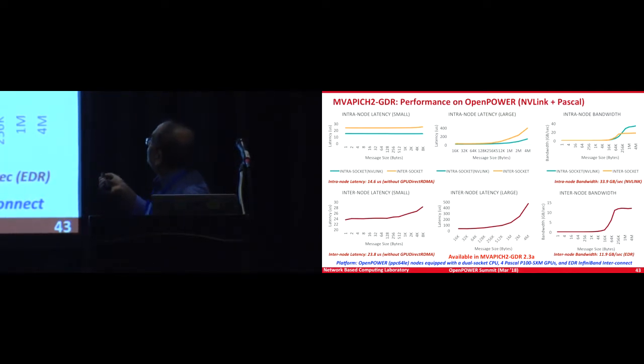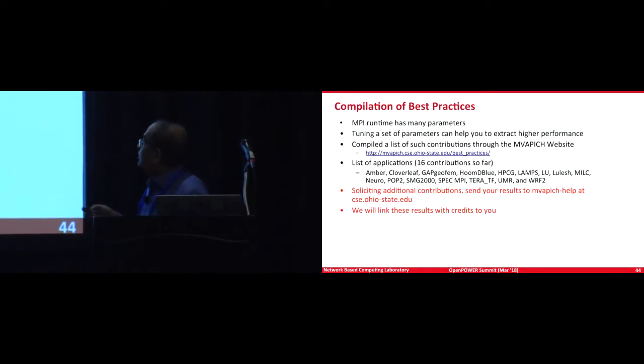But if you see the bandwidth, this is where we support NVLink, see the 33.9 gigabytes per second MPI-level performance we can give from one GPU to the other GPU. So, we are able to exploit that kind of feature, and then of course, internode, with InfiniBand EDR, we are able to saturate it at 12.5 gigabytes per second.